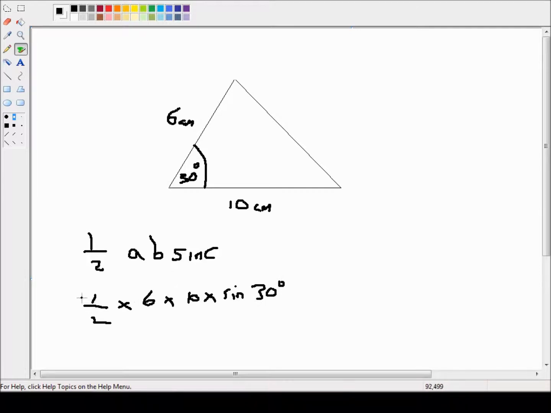Well, a half of 6 is 3, so that half can cancel out and that 6 can become a 3. But sine 30 degrees is a half, which we know from our unit circle. So that's also a half, so this 10 can become a 5. So it's actually just 3 times 5. So the area is equal to 15 centimetres squared.